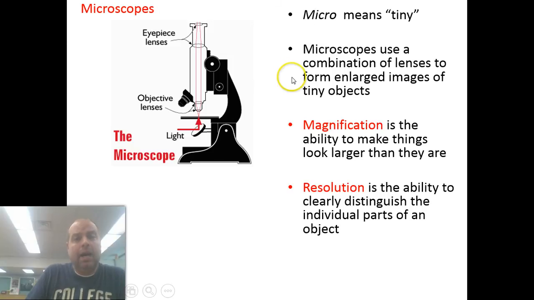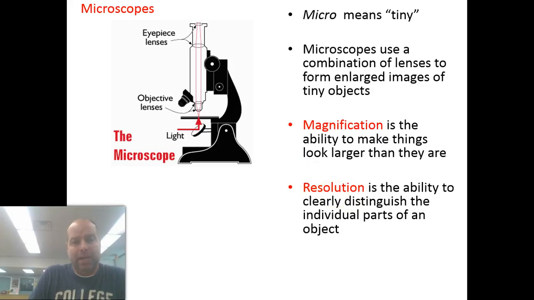And how the microscope works is you look through an eyepiece, and you put the specimen down here on the stage, and through a series of lenses it increases the magnification of the object. The other word you'll need to know is resolution. Resolution is how clearly, basically the focusing of it, how clearly you can see it.